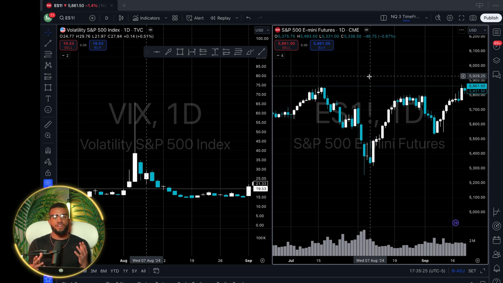It's important to note that the VIX and the market tend to have an inverse relationship. As the VIX rises, the S&P 500 often falls. And when the VIX falls, the S&P 500 tends to rise. This inverse correlation isn't always perfect, but it's a general trend you'll notice.